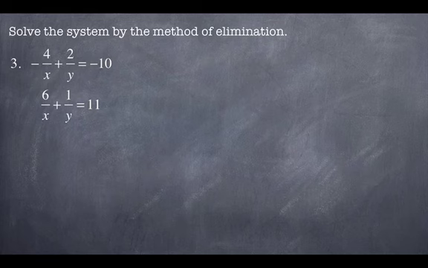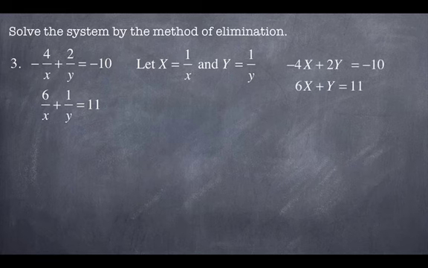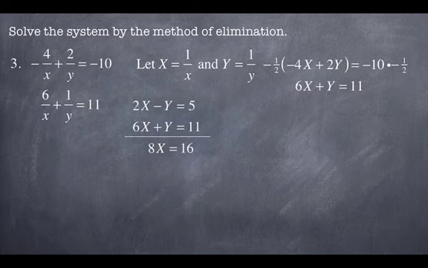So again, we're going to use that trick from problem number 2. Once we do the substitution, these are the 2 new equations. At this point, we're going to use the elimination method. I am going to multiply the first equation by -1/2. Once I do that, notice that the y's go away. At this point, 8X equals 16, X equals 2.